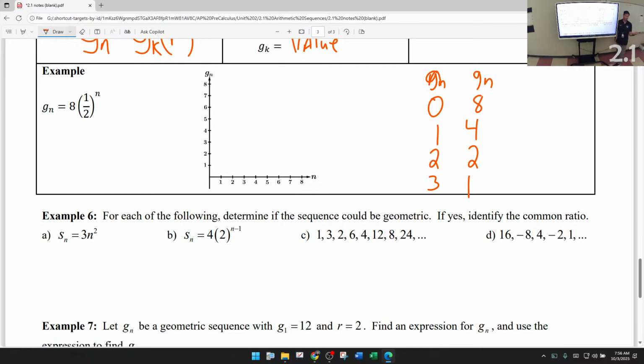This goes back to, gosh, was that the very first one we did where we figured out the differences between them and the second difference? Okay, here we go.